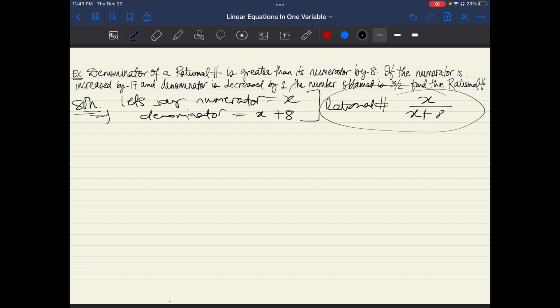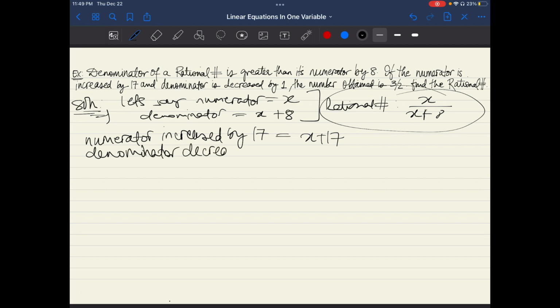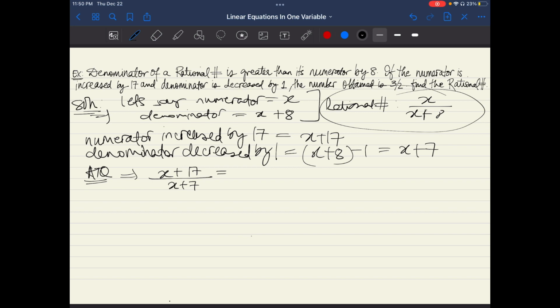But now we're given that if the numerator is increased by 17, which means x plus 17, and denominator decreased by 1, which is x plus 8, minus 1, which is x plus 7, the ratio or the number that's obtained is 3 over 2, which means, according to the question, x plus 17 over x plus 7 equals 3 over 2. Now we can easily solve this.